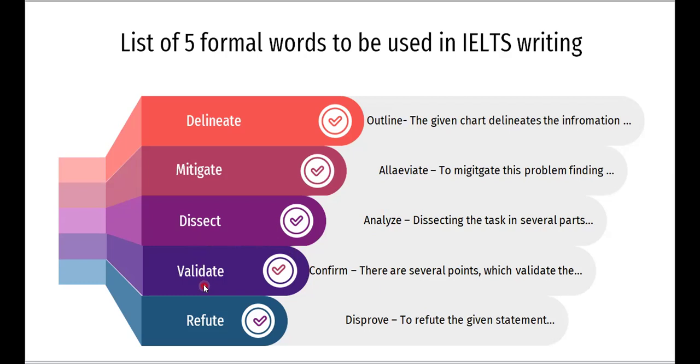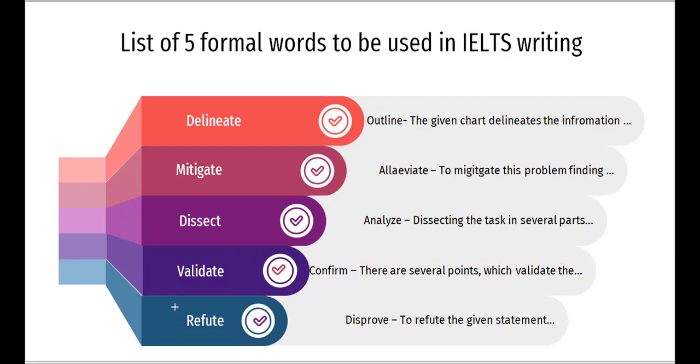Next is validate. When you are using validate, you provide validated points on the sides of the argument. When you are sharing your details in IELTS writing, if I want to say validate, I would say that there are several points which validate the given statement, and I will try to prove them.